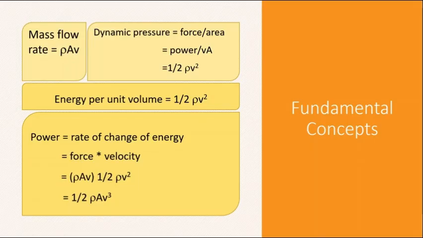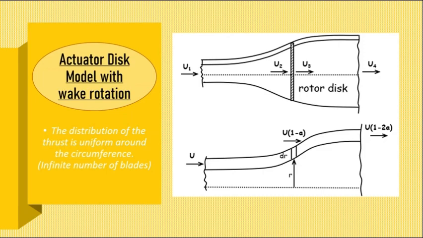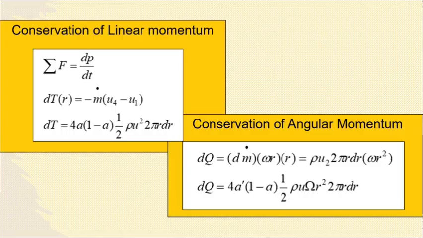For this slide, these are the fundamental concepts of the wind turbine. This is an example diagram, especially this model with wake rotation. The distribution of the thrust is uniform around the circumference, with an infinite number of blades. We can see the formulas for conservation of momentum and conservation of angular momentum.